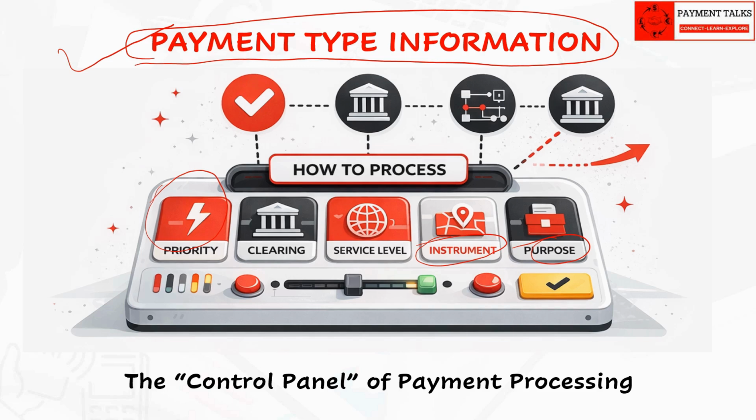If you work in payments technology, testing, operations, or architecture, understanding payment type information is essential. It directly influences how banks process instructions, which clearing channels they select, and how payment engines derive routing decisions. Get it wrong, and the payment may be delayed, rejected, or routed through the wrong rail.